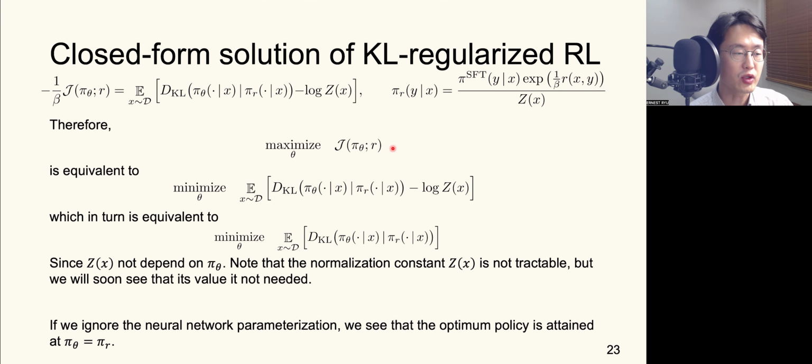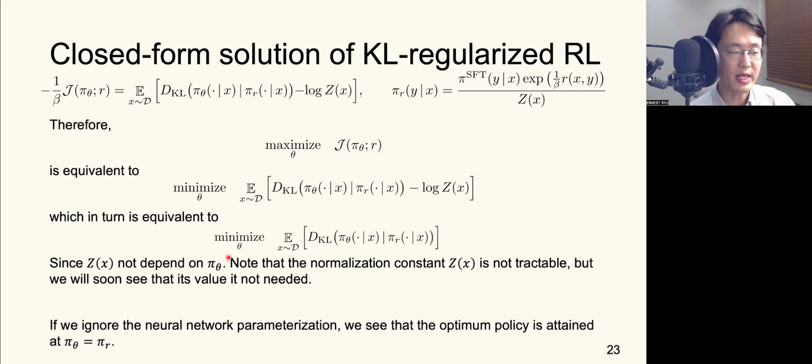Therefore, the maximization of this objective function J, because note that there is a negative sign, so there's a sign difference, becomes equivalent to this minimization problem, where we minimize the expected KL divergence minus this log z thing. But this log z term, if you examine what it is, depends on the supervised fine-tuned model and on the reward model, but it does not depend on the policy pi theta. So log z is independent of the policy parameter, the language model parameter theta, so it can be ignored within this minimization.